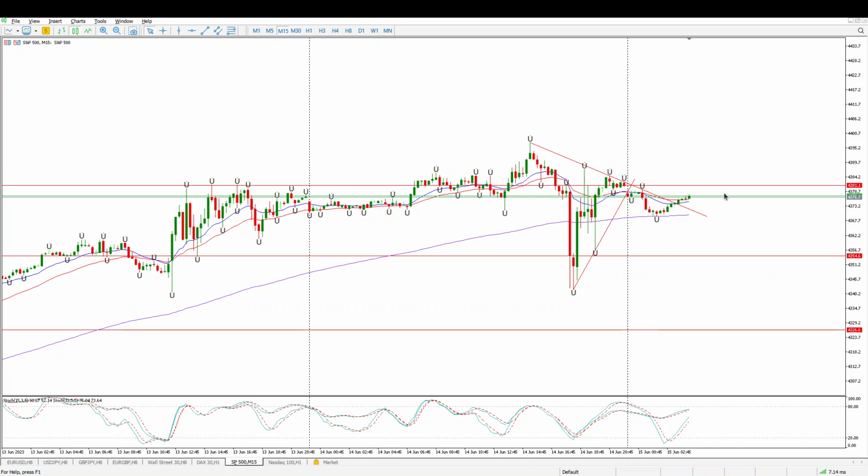And you've got two pretty strong levels here. The first one is this here, which is 43.81, and your second one is down here at 43.54.